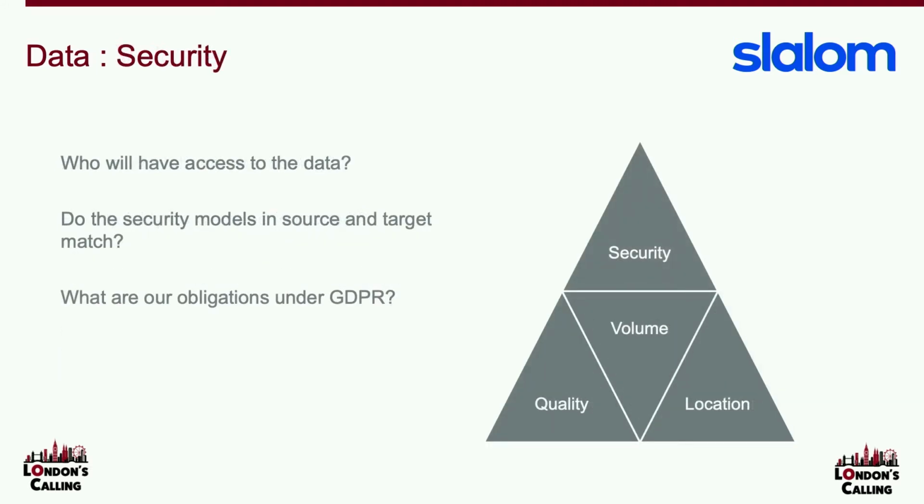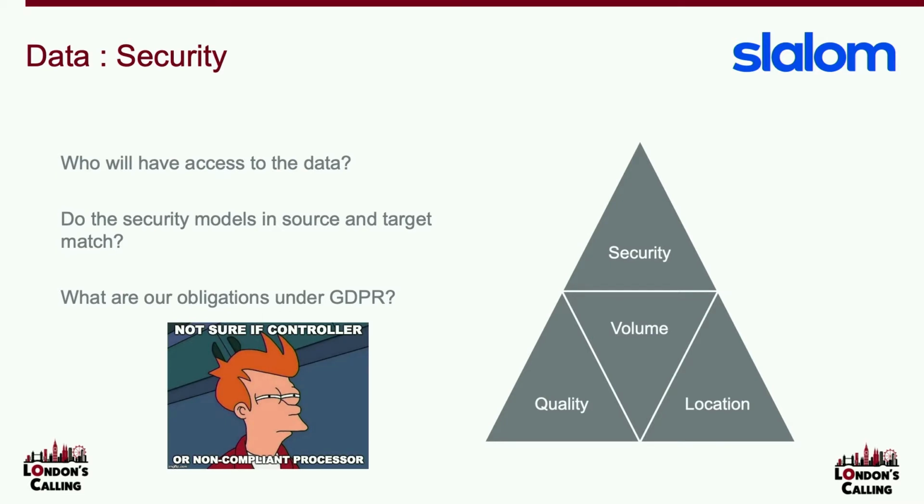Finally, to finish off the data triangle, security. Very, very important, especially if you're migrating PII data. Who's going to have access to that data? How are you going to secure the access to that data? Do the security models in the source and target systems match? Are you going to load a load of records into the target org and accidentally give access to everybody to some rather sensitive information? You must check that and ensure that you've got the appropriate coverage. And also consider your obligations under GDPR around who's doing the processing and where that processing is taking place.